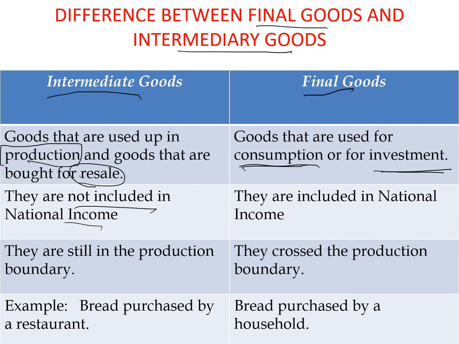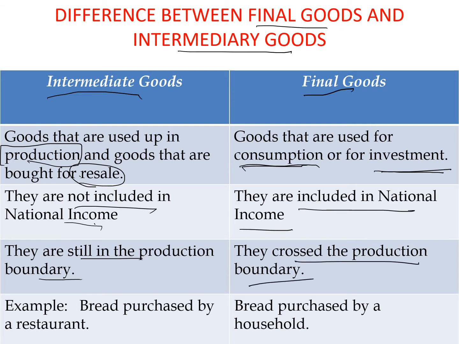Intermediate goods are still in the production boundary. They do not come into the final goods. This is still in the production boundary, so that is not included in the national income, right? So this is a final goods. It is produced and included in the national income. They cross the production boundary.